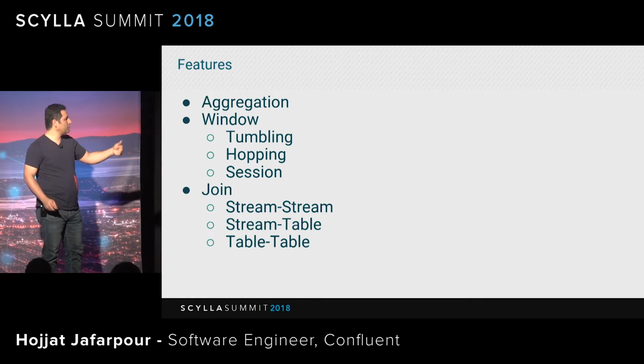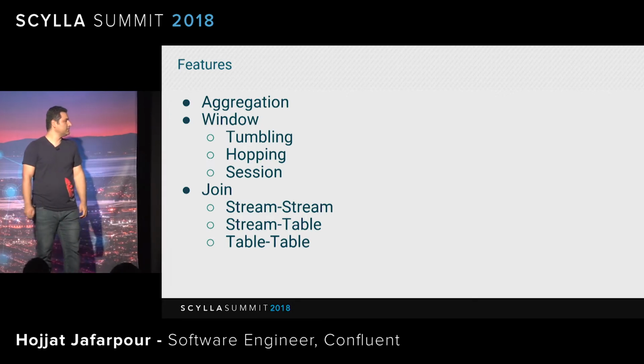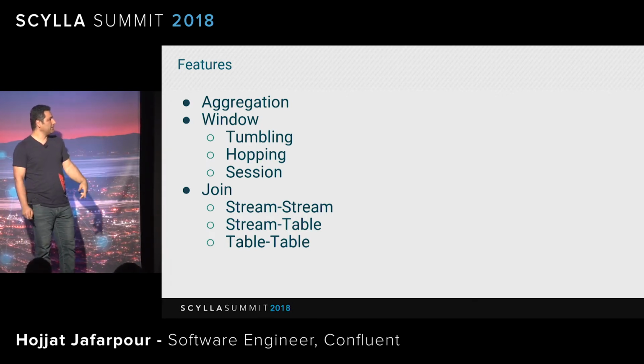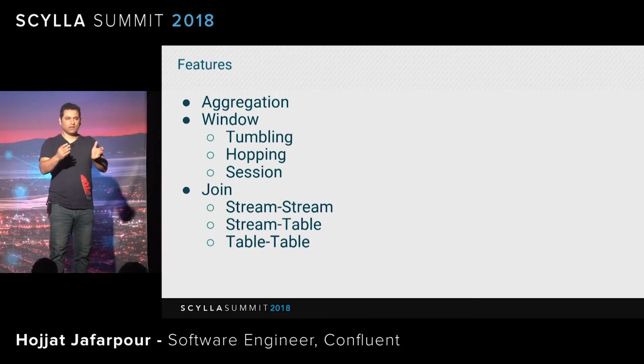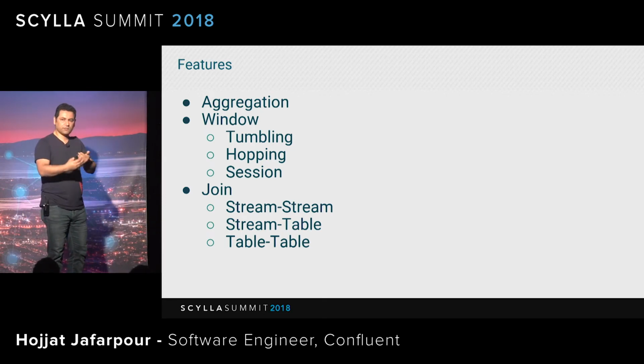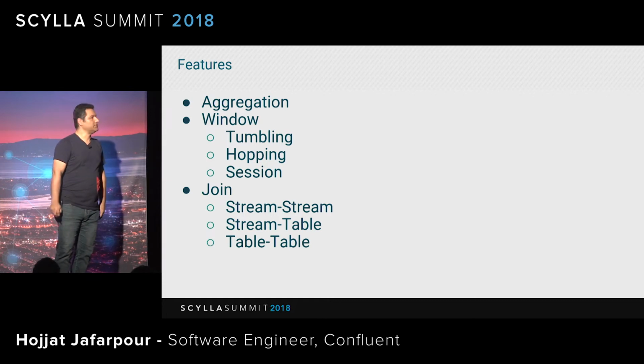We have stream table join that I'm going to show an example of in this use case, and we have table join. As I mentioned, at the end of the day, we are joining data from two Kafka topics, but the way that we interpret it, the semantics of join, is different.